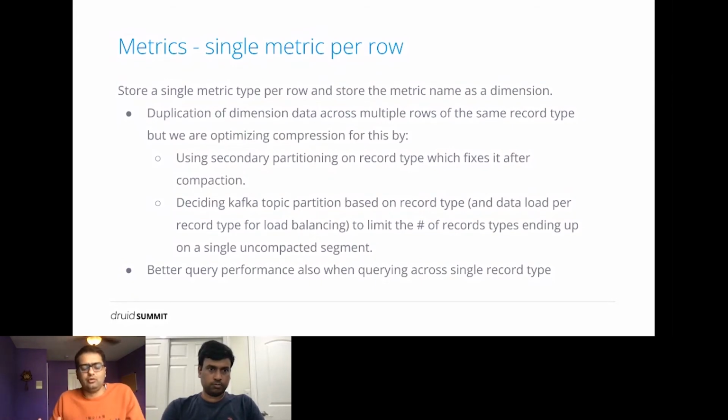And obviously we had to use some logic for making sure that there is efficient load balancing happening, because some entity types might have a lot of metric data, some might not. Now, since our segment files contained a constrained number of entity types, our query performance also improved when we switched to this model.